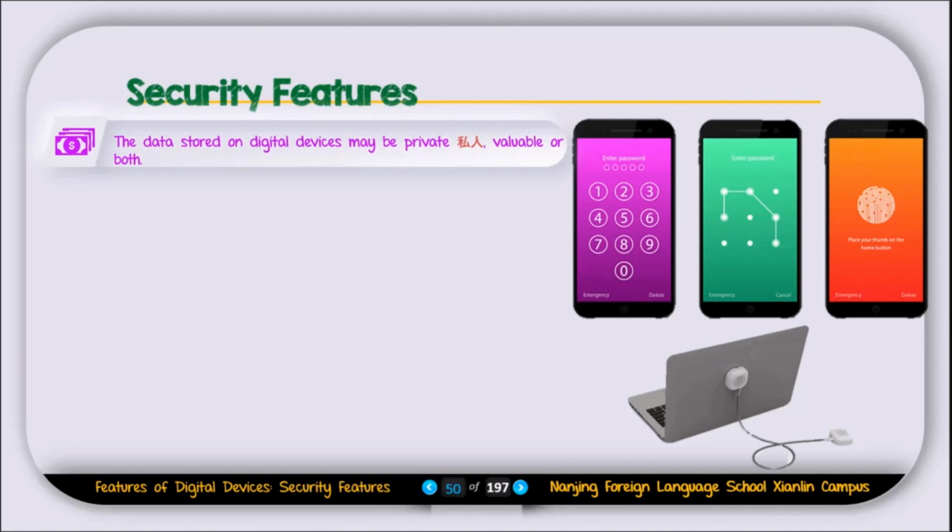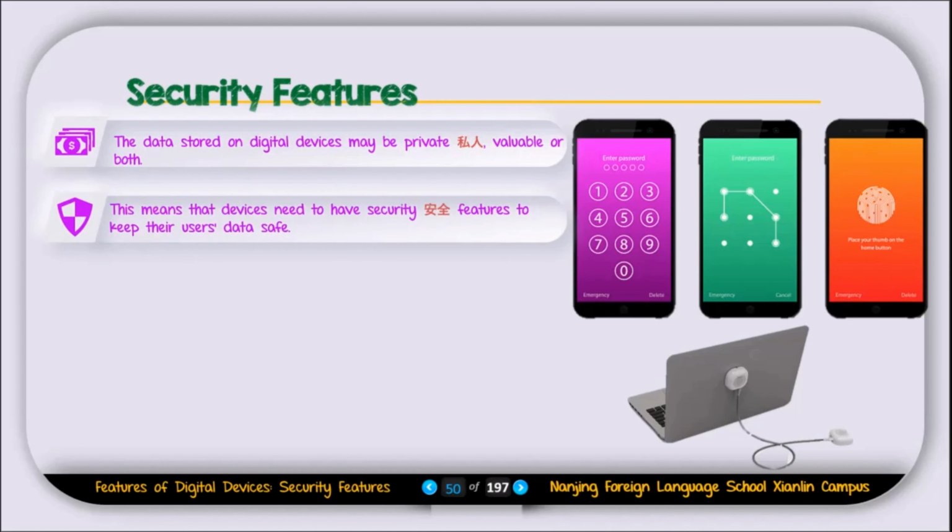For example, we can use the Face ID, we can use the PIN, we can use the fingerprint. These are the things we can use to protect our data on digital devices. This means that the device needs to have security features to keep their users' data safe. Yes, we have important data in our device and we need a security feature to keep our data safe.